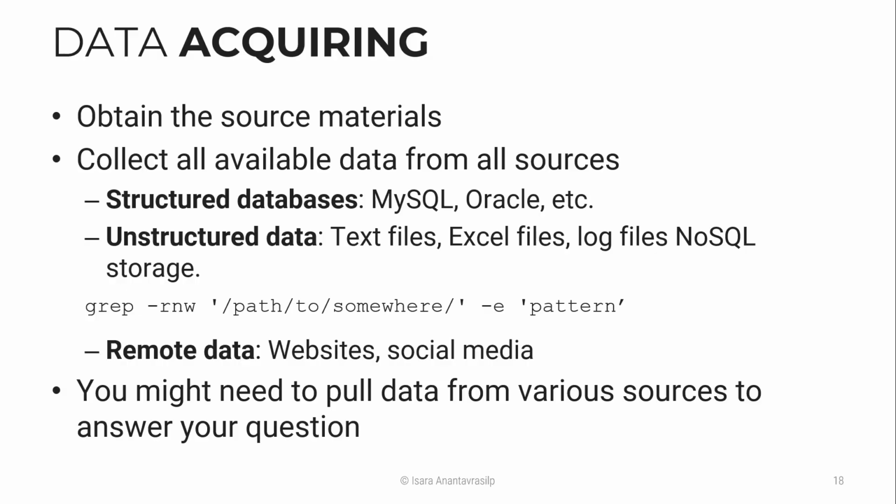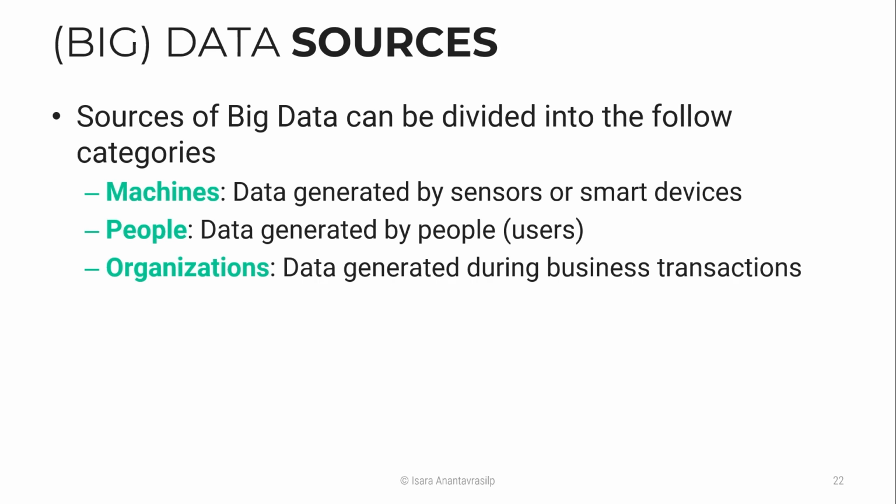And as you can see, just to tell you whether it's going to be raining tomorrow, you need to have data from many sources and a lot of brainstorming. And what could be your data sources? Sources of big data can be divided into the following categories. First, you have the machine data, data that are generated by sensors or smart devices; people, data that are generated by people or users; and organizational data that are generated during business transactions.